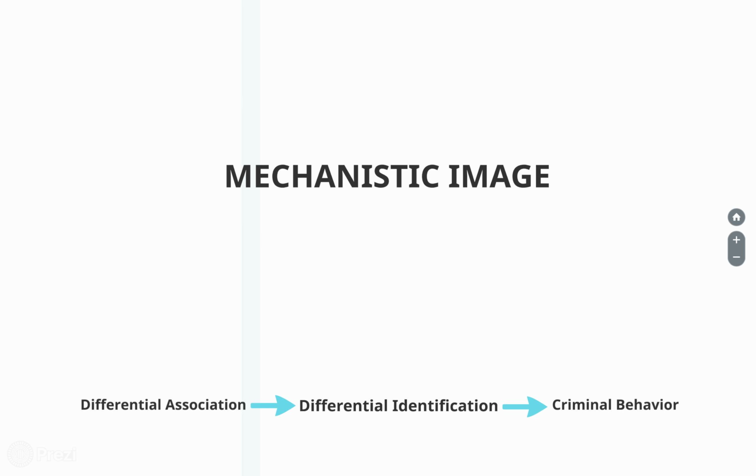Glaser tries to correct this image by suggesting that the experience of associating with deviants is harmless unless the individual identifies with them. His theory may be taken to suggest that it's okay for us to associate with deviants in real life, or even in books, movies, or TV shows, as long as we don't take them so seriously and see them as heroes. He suggests that deviance is more likely to occur if differential identification intervenes between differential association and deviant behavior.